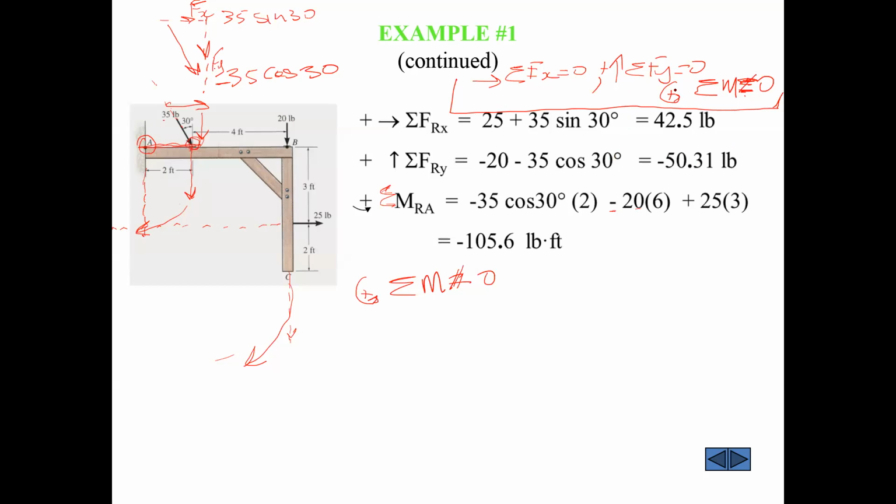Where I was. So I was saying to you that it is some of the moments. Right, and as a result, we had all of these components, and we get minus 105.6. And this is going to be pound per foot, right? So it's 2 units, all right? Remember, it's a moment now. So it's force times some distance, in terms of your unit.